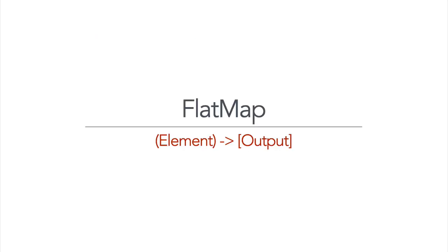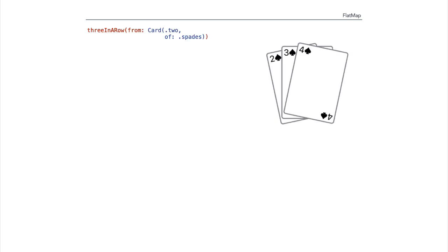So you've no doubt heard about flat map as well. We're going to end with just a small example of where we might use flat map. Now flat map, instead of taking an element to an output, the transform takes an element to an array of output. So we're going to have to flatten the results. So as an example of a function like that, suppose that we start with the 2 of spades. And here's a method that creates 3 in a row from the 2 of spades. So you give me the 2 of spades, I give you back the 2, the 3, and the 4 of spades.